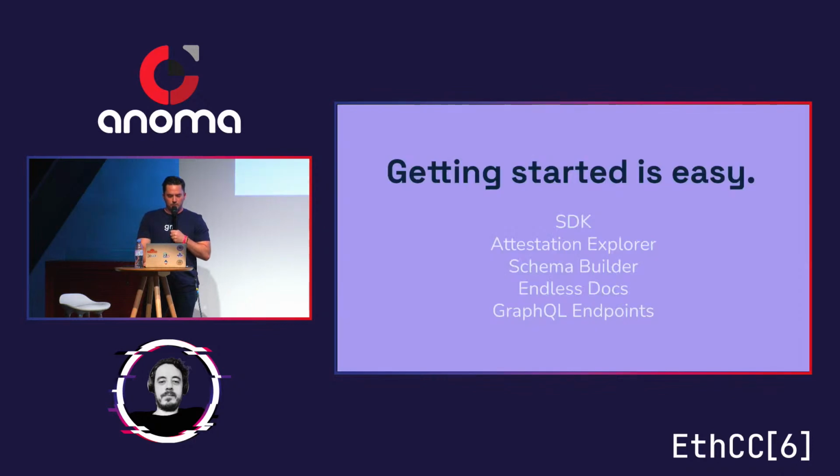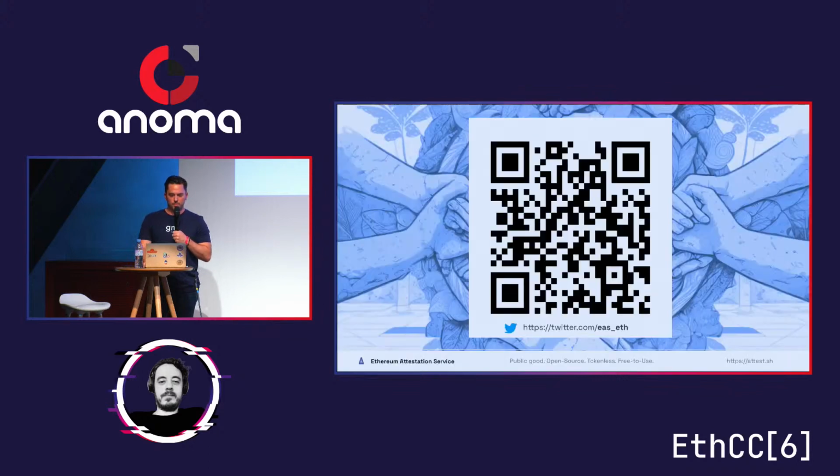So getting started is pretty easy. We have an SDK. We have an attestation explorer that I was just showing you. The schema builder, we built a lot of no-code tools to allow you to easily create any sort of schema and attest with it using the explorer. There's a tremendous amount of documentation, and then we also built GraphQL endpoints for each chain so you can start querying the attestation data as well.